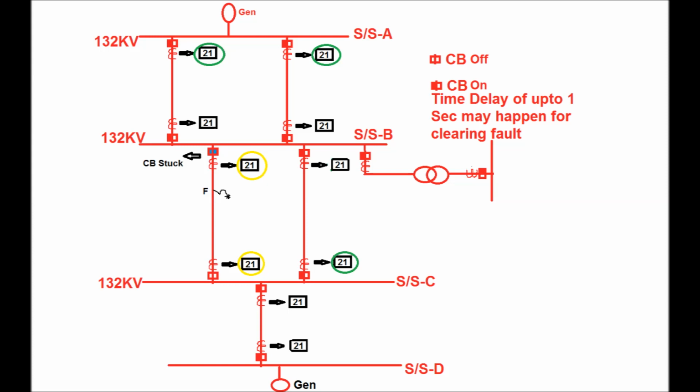To avoid this kind of damage, LBB or local breaker backup protection is used. It is called local breaker backup as it is the backup protection for the local breaker failure. If the breaker of the local end fails to clear the fault, then only this LBB relay comes into the picture.